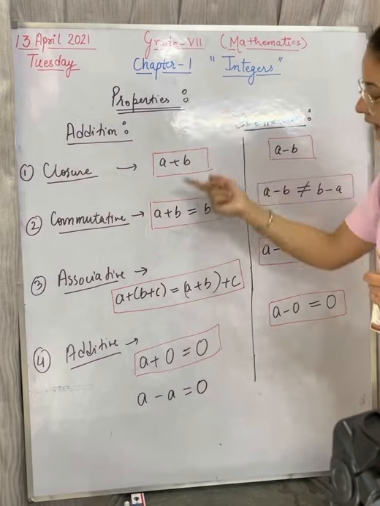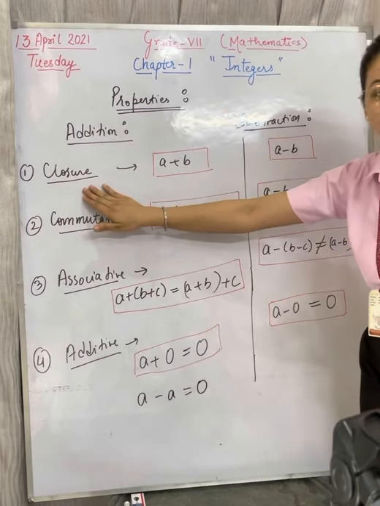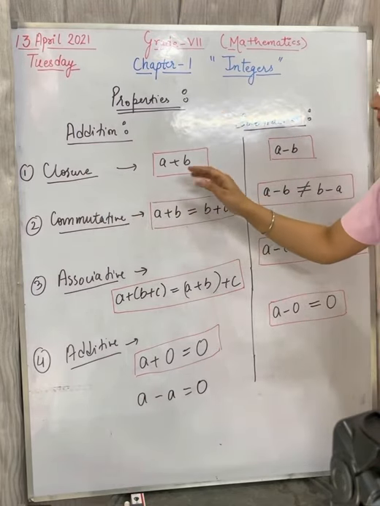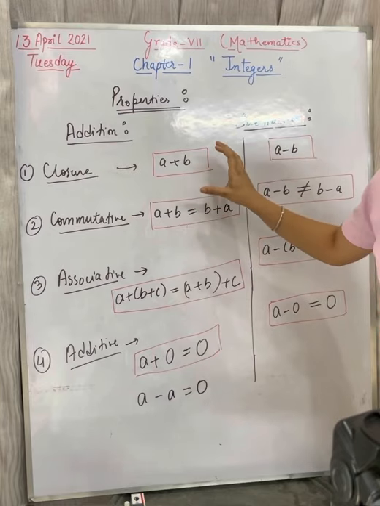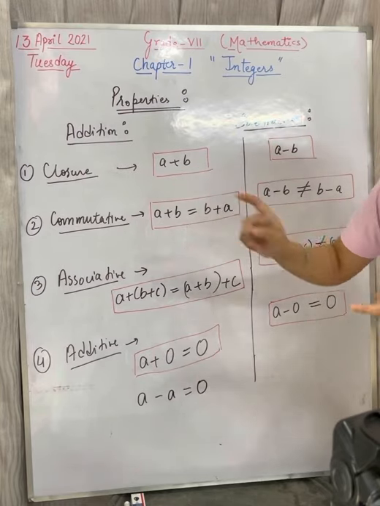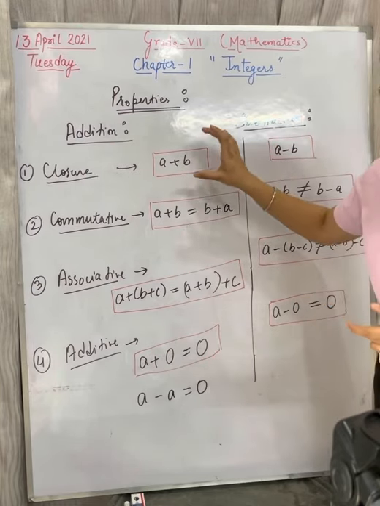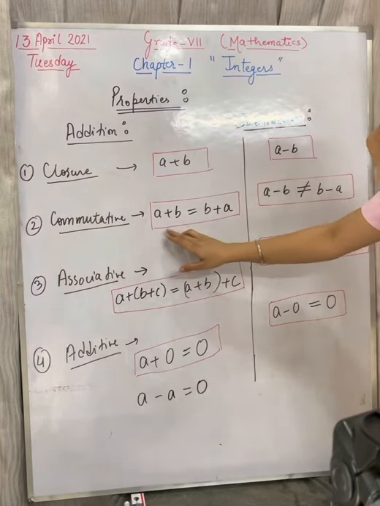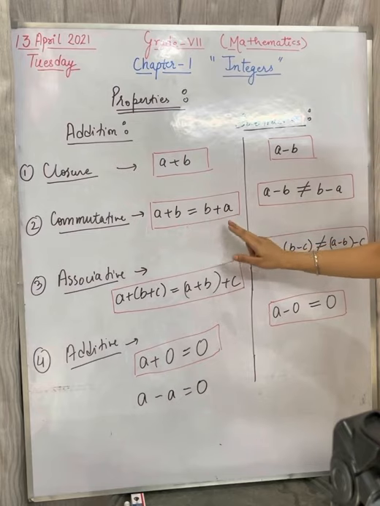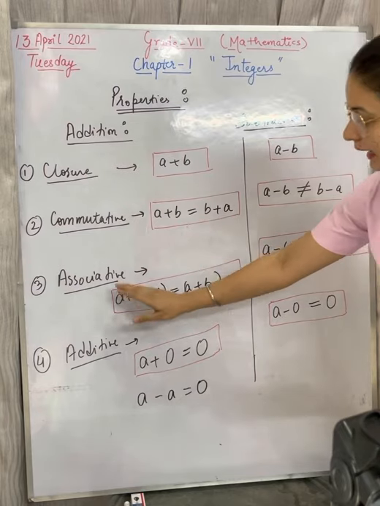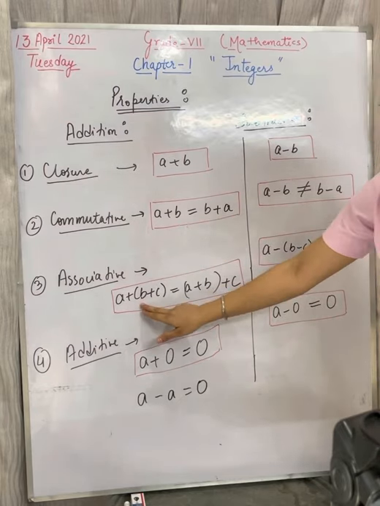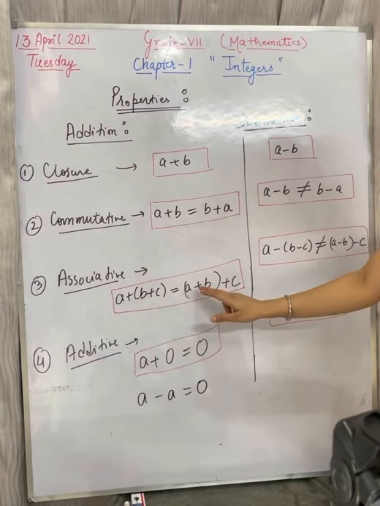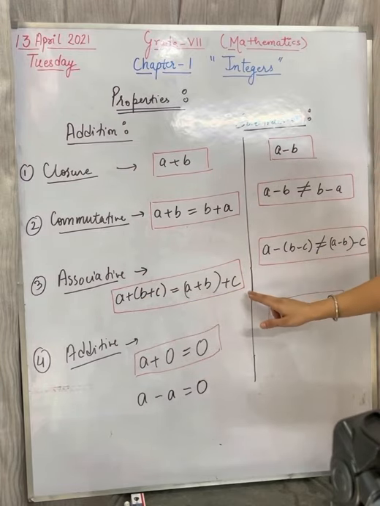So these are the addition properties. We have discussed the closure property, that is always equal to a plus b. It means that if I add any two integers, my answer will be an integer. Then we have discussed the commutative property: a plus b is always equal to b plus a.